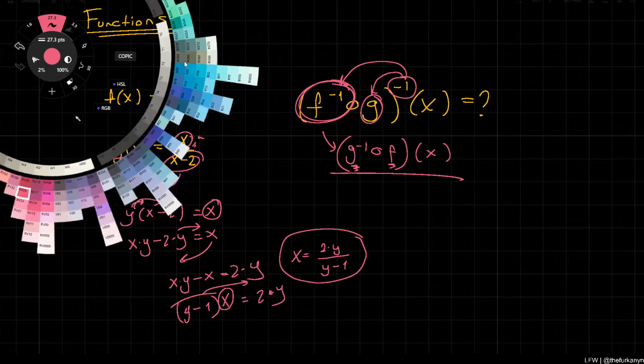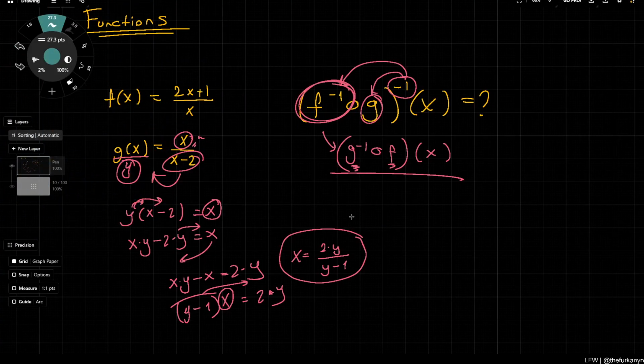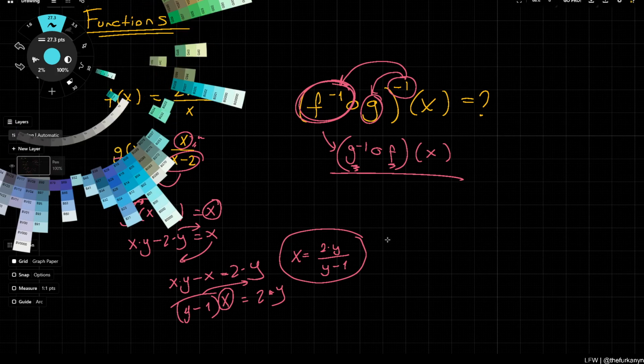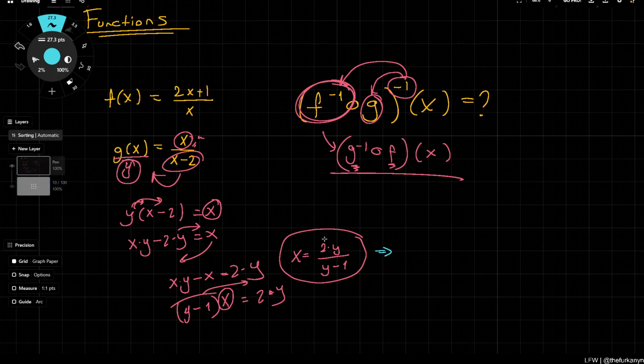Now let me check the color. Is that good? No, it's not. This is actually better. Then as a result, as you may know, in functions, when we take the opposite of a function, we put the opposite of the function as an x, and we say y is x. So like 2 times x divided by x minus 1. So this is our last result.